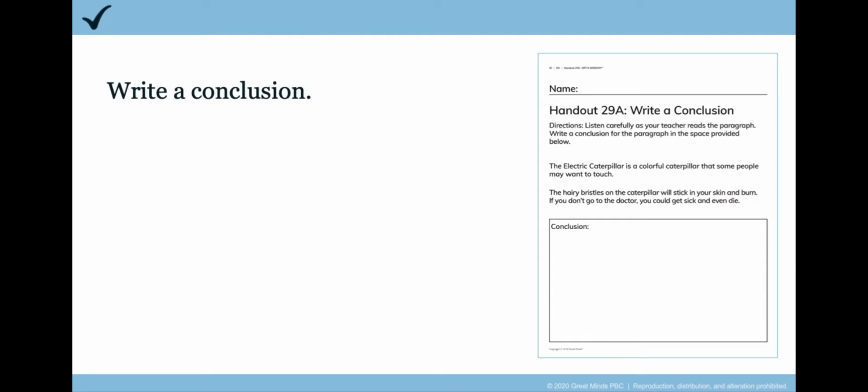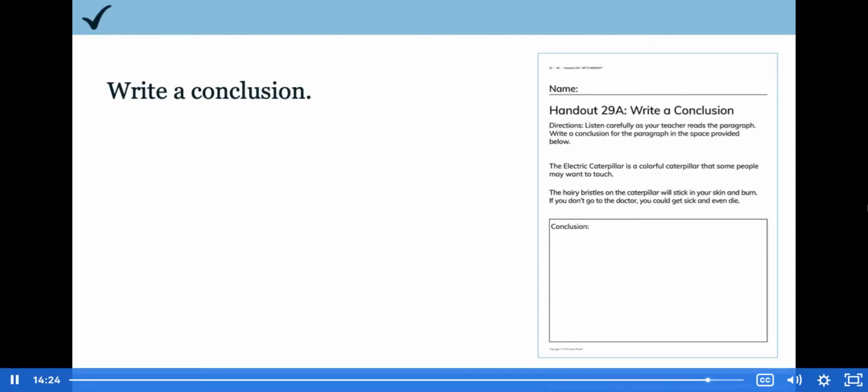I'm going to read the paragraph one more time. The electric caterpillar is a colorful caterpillar that some people may want to touch. The hairy bristles on the caterpillar will stick in your skin and burn. If you don't go to the doctor, you could get sick and even die. Pause the video and write a conclusion to this paragraph.